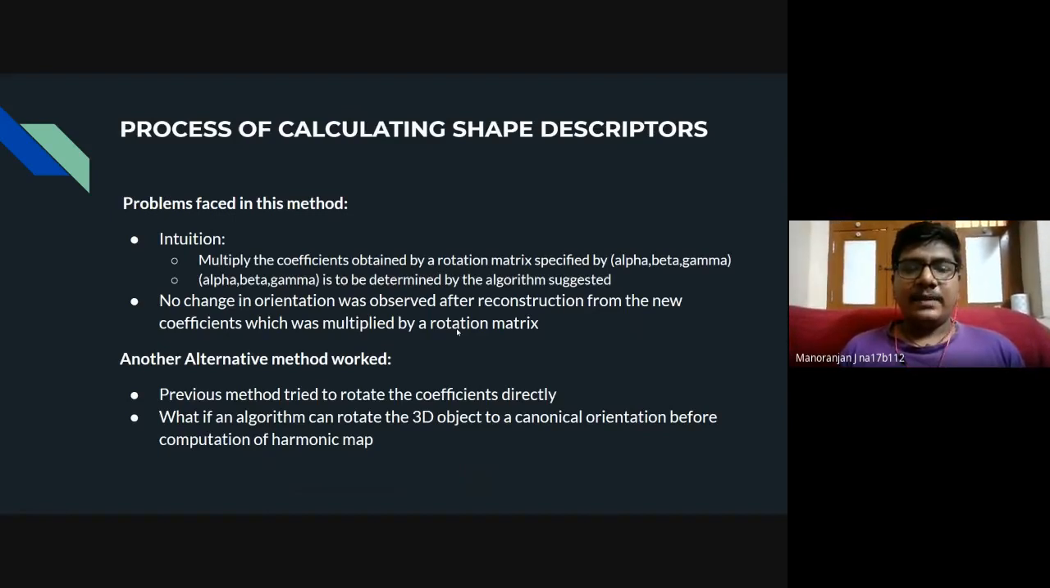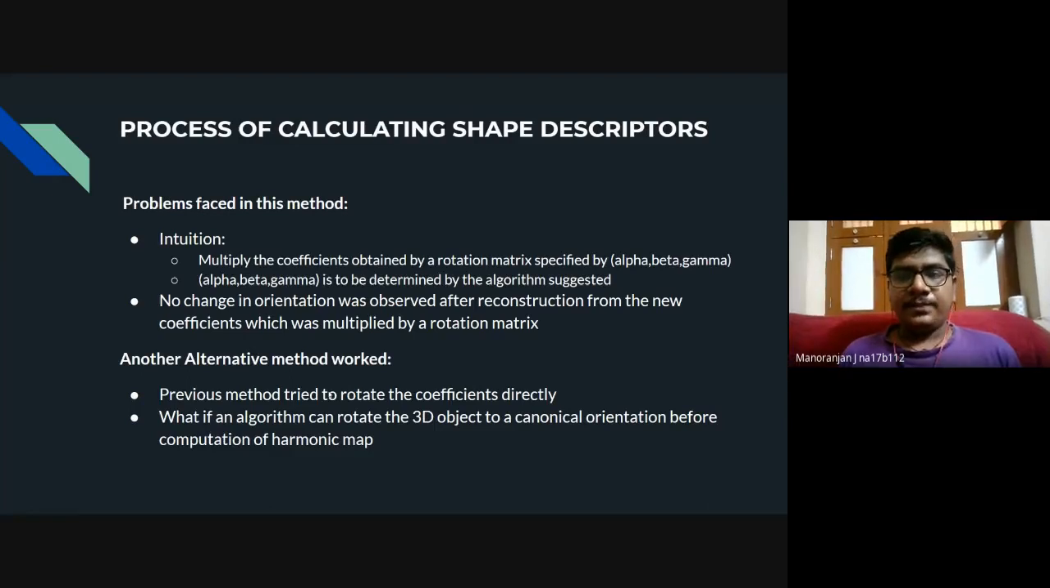Meanwhile, I was also looking at another method. The idea here is to rotate the object before computing the harmonic map itself. What if we give an input of an object in a different orientation, and we rotate that object to a canonical orientation, similar to what he suggested before? This would happen on the original body itself and not on the coefficients that we have computed.